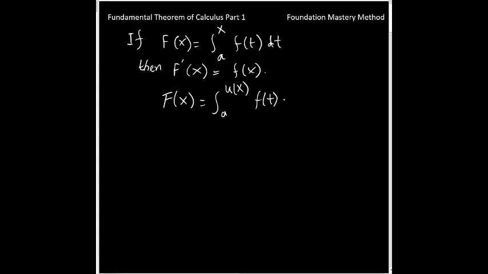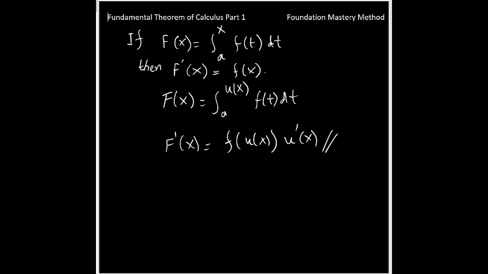of f(t) dt, then F prime of x will go just like a chain rule. So then I don't have to write the integral, then it will be f, t will be replaced by u(x). And then since this is a function of x, we need to take the derivative of this one again. So this is the fundamental theorem of calculus part 1.